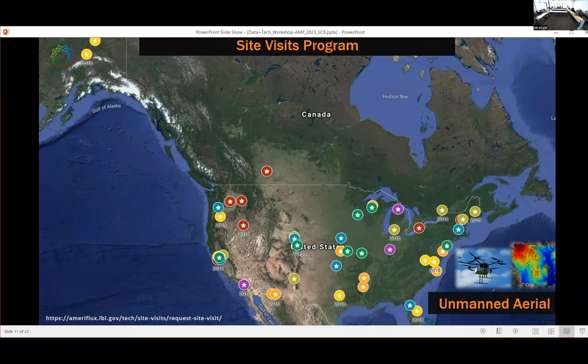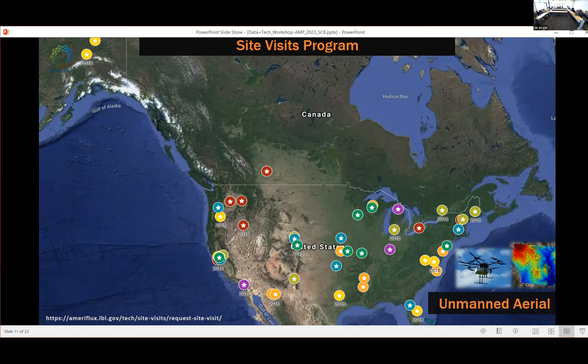There's a lot of description. It's a little bit small on the screen, for how to request a site visit at your site in person, or with the site visit 2.0 program that we spun up during COVID, where we're focusing on the processing. We actually do this now remotely. So we don't assess the instrumentation of the tower, but the way you do your data processing.